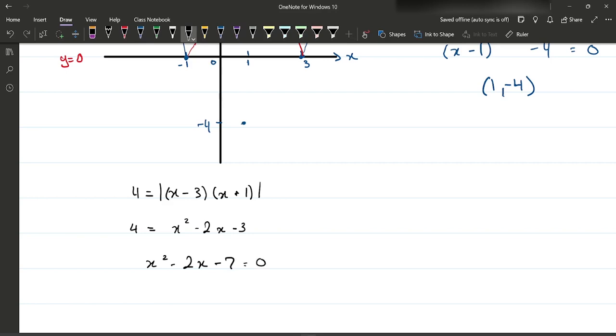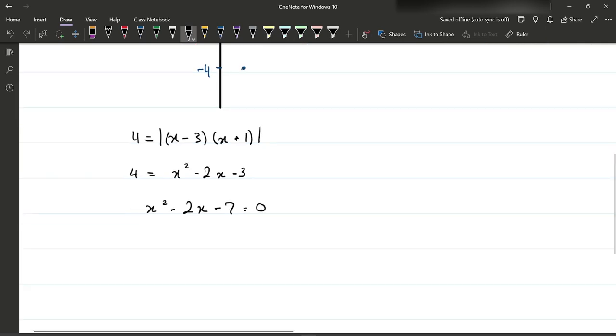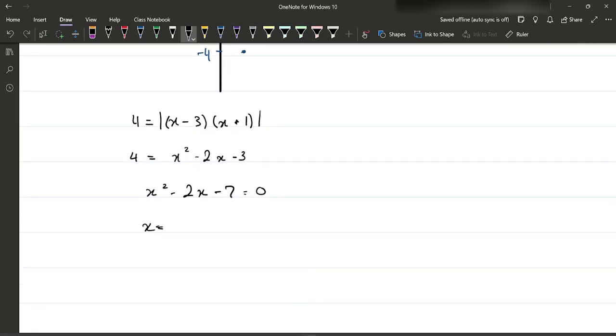1 minus 2 minus 7. This gives you the answers 1 plus 2 root 2, and 1 minus 2 root 2. Okay, so these are the answers.